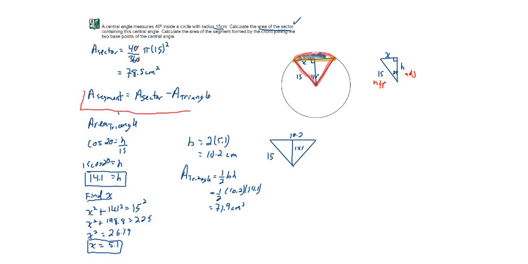Just a reminder that the area of the segment is the area of the sector minus the area of the triangle. So here's the area of the sector. Here's the area of the triangle. We want to subtract those two to figure out the area of the segment. So let's go ahead and do that.